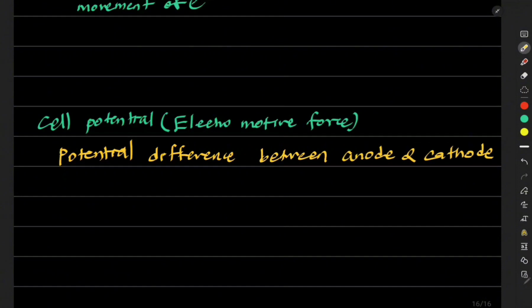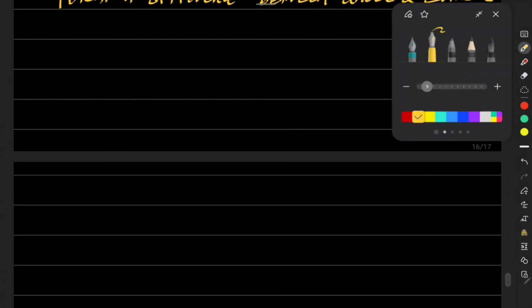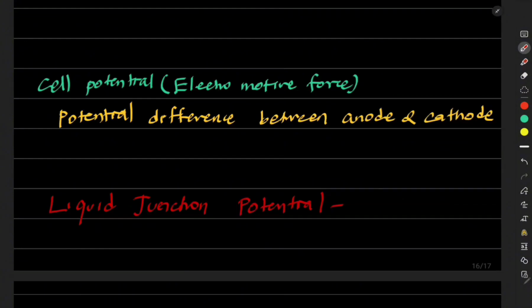The next one is liquid junction potential. What is liquid junction potential? If there is an electrochemical cell where two electrodes are in two different electrolyte solutions, an additional potential difference arises across the boundary, and that arising potential is called liquid junction potential.